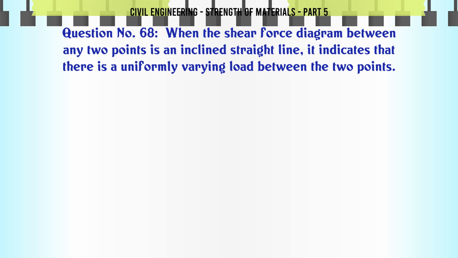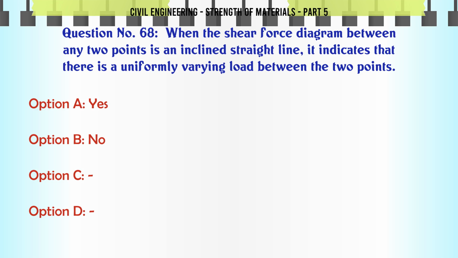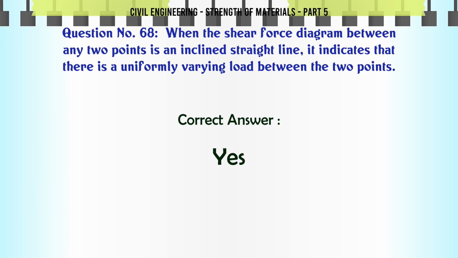When the shear force diagram between any 2 points is an inclined straight line, it indicates that there is a uniformly varying load between the 2 points. A. Yes, B. No, C. D. The correct answer is yes.